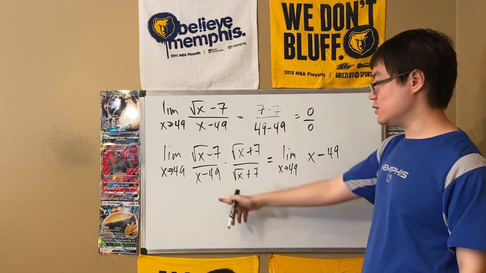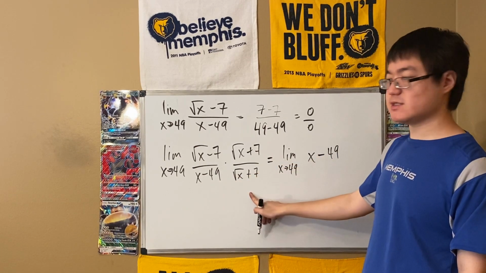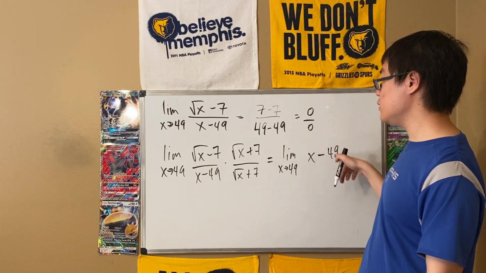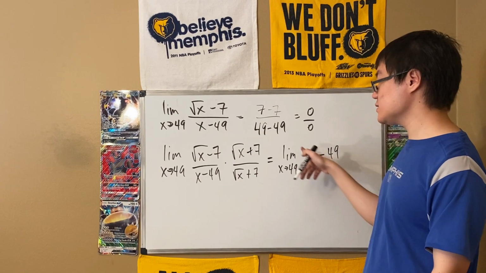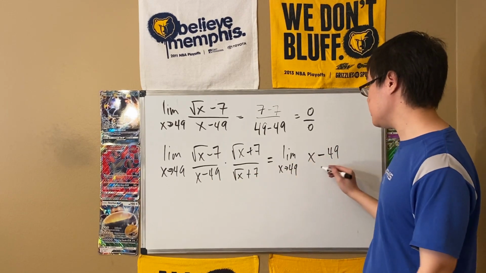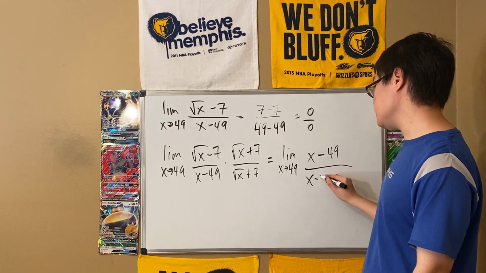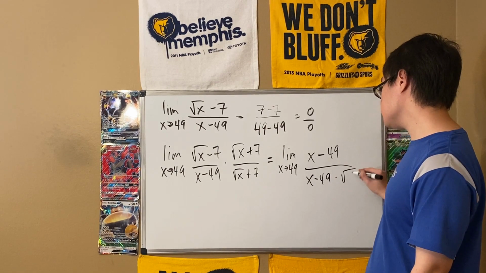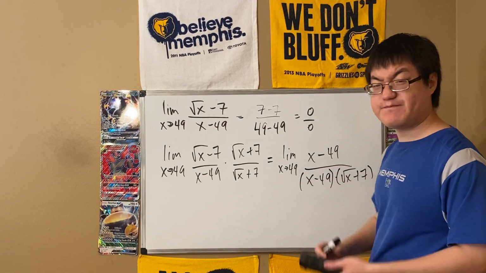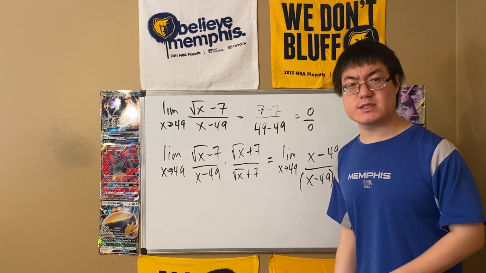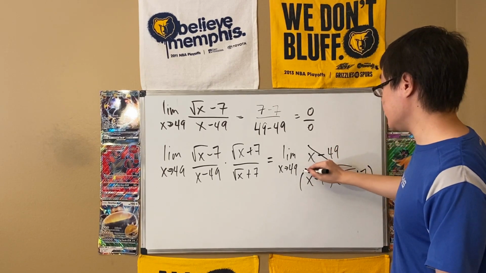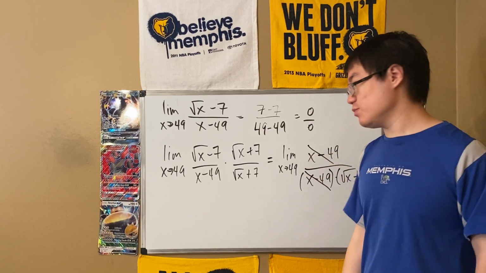What I would recommend you do is to definitely not try to FOIL this out, because notice, again, when we got rid of the square root in the numerator, we will have good things happening because this x minus 49 will cancel out with this x minus 49. So we're going to be left with x minus 49 times square root of x plus 7. Let's wrap these in parentheses. Again, if you're doing the algebraic step correctly, good things will happen. This will cancel out with this, and now we can just plug in the number.